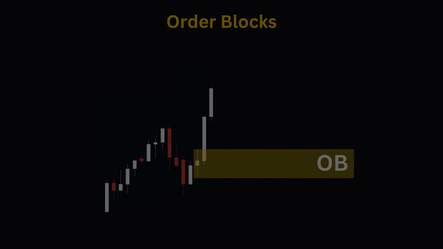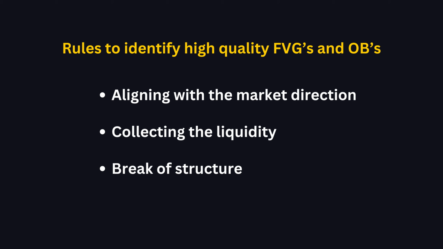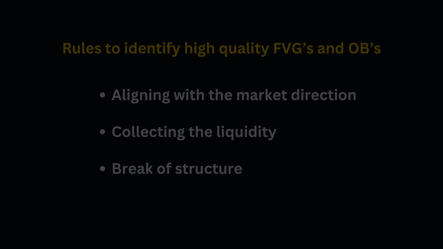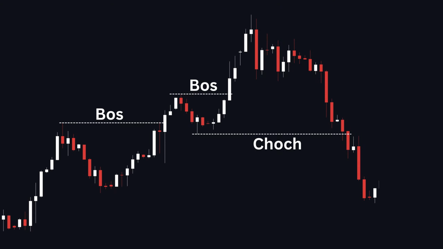Let me show you some of the rules to identify fair value gaps and order blocks. First rule is aligning with the market direction. As we know, identifying the market direction is the first and main step in analyzing a price chart, and we always aim to trade aligned with the controlling side of the market.